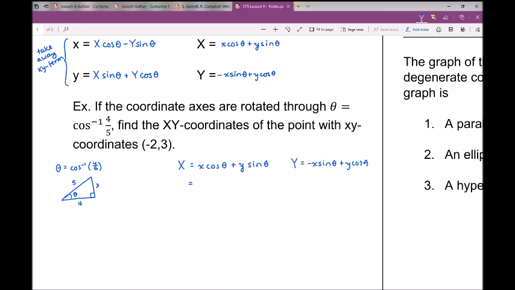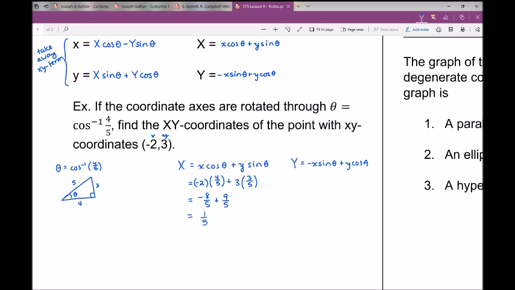So for big X, we know that little x and little y are -2 and 3. So we plug in -2 for little x. We know the cosine of theta is 4/5. And then little y is 3. And the sine of theta is 3/5. So now we just need to simplify. So we get -8/5 plus 9/5, which is 1/5.